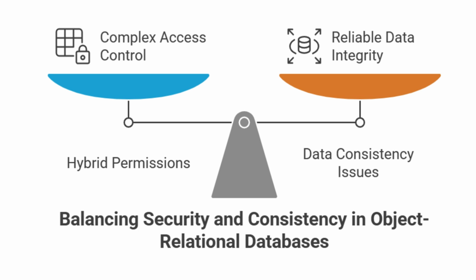Data consistency issues. In a standard relational database, data consistency is enforced by strict rules. But in an object-relational database, objects can store unstructured data, making validation harder, and execute functions that modify data dynamically. If these processes are not properly monitored, they can lead to data corruption, security loopholes, or unauthorized changes.